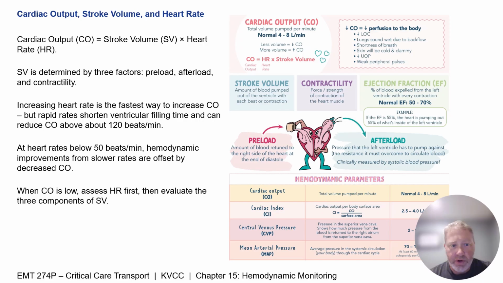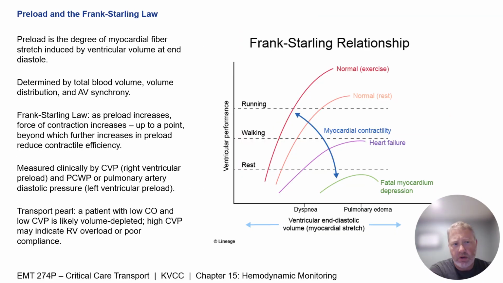Preload versus afterload, we'll get into that more in just a minute. But preload is the amount of blood returned to the right side of the heart at the end of diastole. Afterload is the pressure that the left ventricle has to pump against, so the resistance that it has to overcome in order to circulate blood. Let's talk a little more in depth about preload, afterload, and contractility.